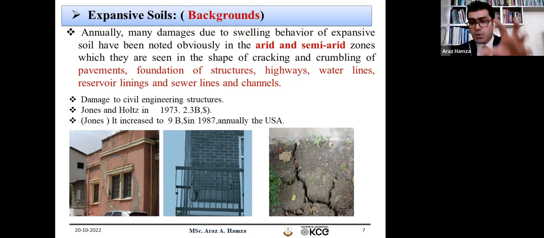And this damage cost may be more than this in some other countries, but it's not recorded. Most specifically in undeveloped countries, if there is no good researcher, or no good engineering system to deal with such a problem, you cannot get accurate data.